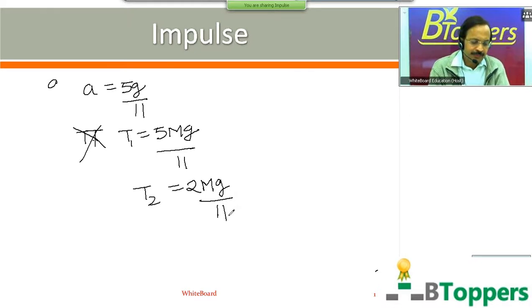So the magnitude of the tension in the other string connecting the blocks B and C will be 2 mg/11. You just check your answers. If you want, you can copy the answers. In case you already got the answers, it's okay. In case you have got different answers, you check your calculation again.